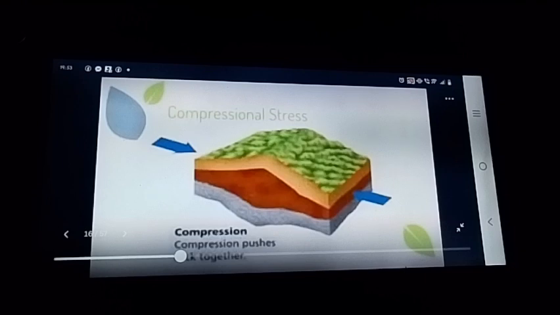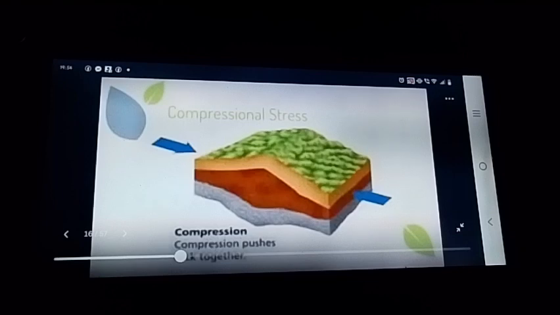So, compression pushes it together. So here's how it works on the Earth. Convergent boundaries. When two tectonic plates collide, they push against each other, creating compressional stress. Imagine two cars crashing head on. The force of impact compresses the metal in the cars.